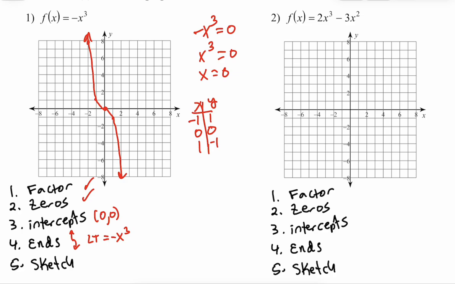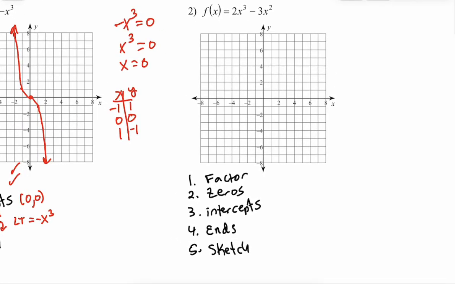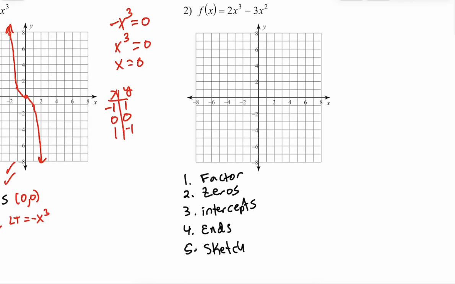Okay. Now let's move on to number 2. The first thing I ask is that you get it into factored form. So the easiest thing you should always look for in factorization is, can you remove a greatest common factor? You'll notice that they both contain an x. The lowest power is 2, so that means I can factor out x squared. If I divide both of those by x squared, I'm left with 2x minus 3.